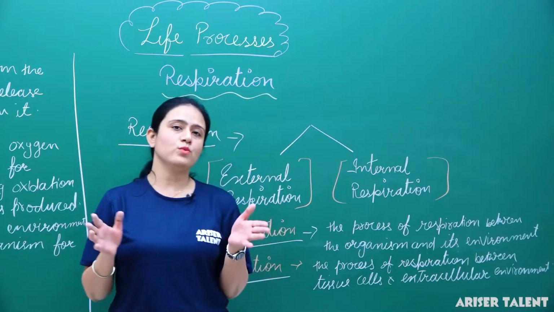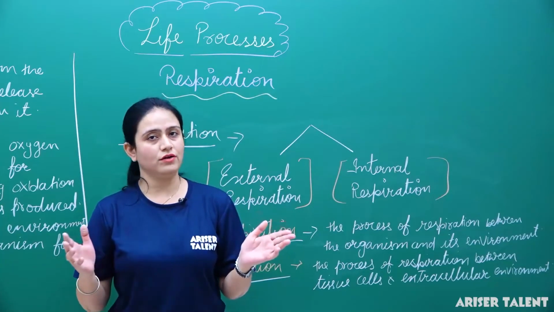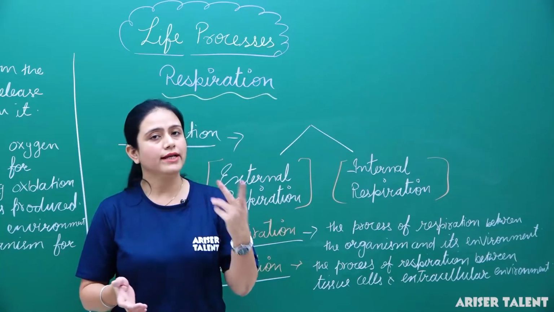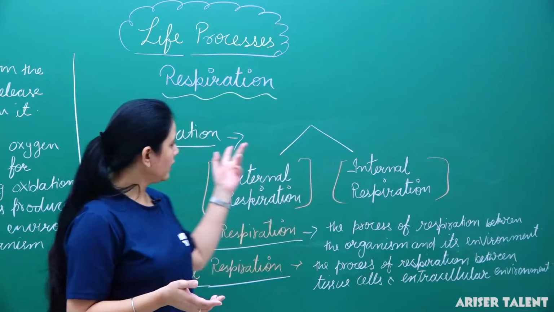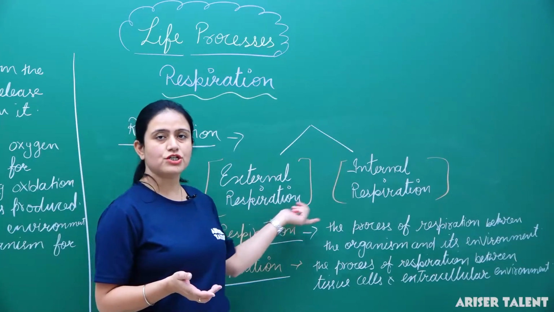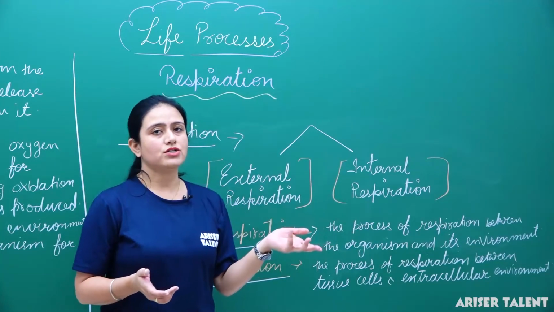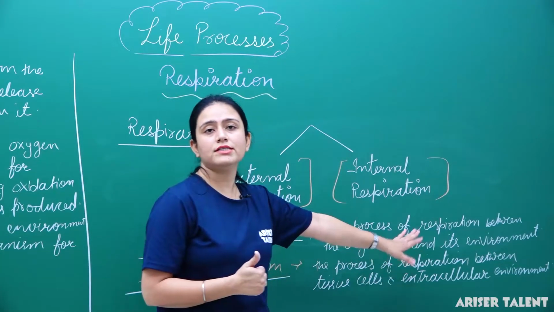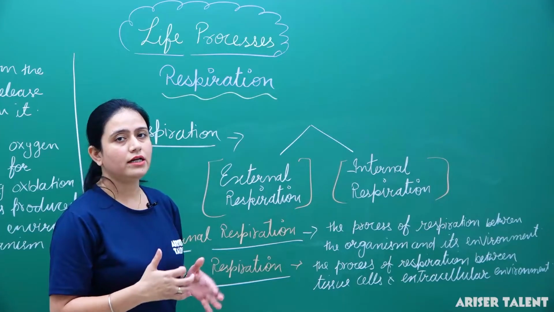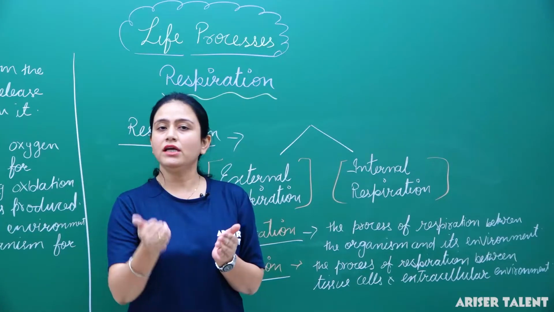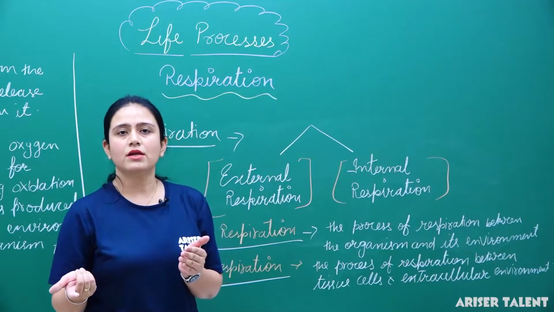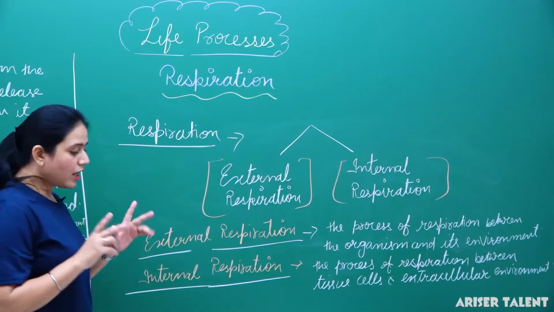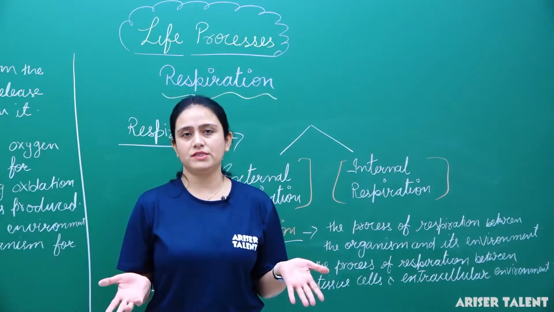In simple words, we can say that the process of releasing energy from the oxidation of food is respiration. It completes in two phases: external respiration and internal respiration. External means the process of respiration between the organism and its environment, and internal means the process of respiration between the tissue cells and the extracellular environment. Fine, this is all about respiration. Now we will talk about the types of respiration.